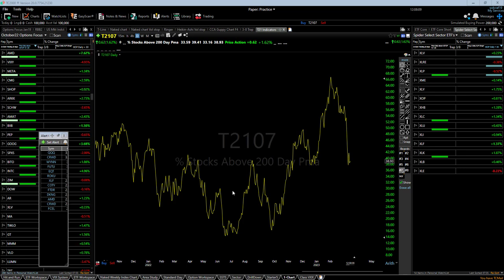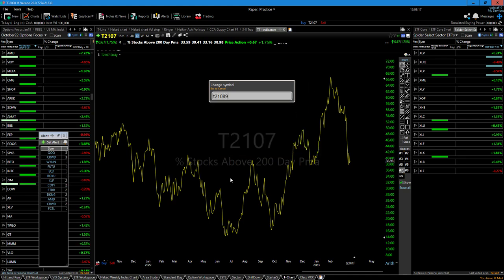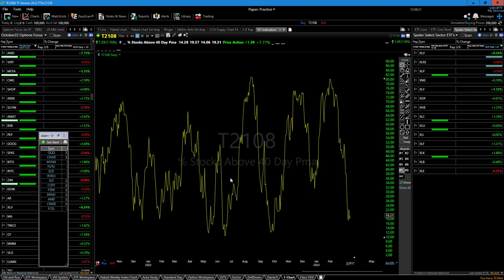Okay, let's look at T2108. T2108 is another fundamental look at the market, and all it is the percentage of stocks above the 40-day moving average. Now, I don't know why they chose the 40-day moving average. Everybody looks at the 50-day moving average, but they did. They chose the 40-day moving average to base their indicator on it.